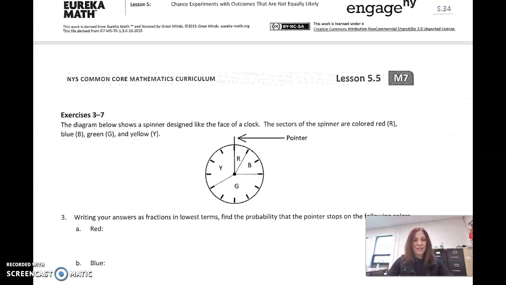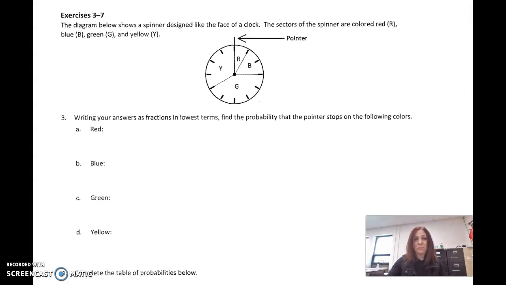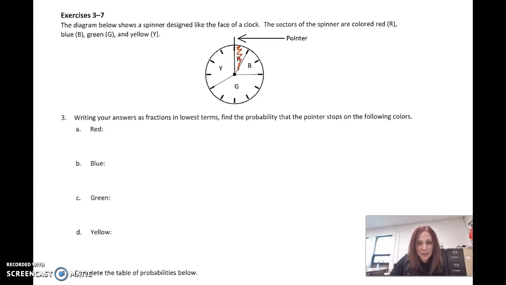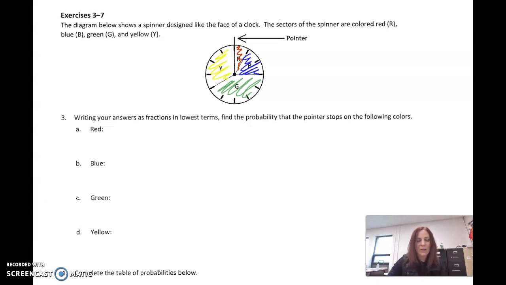Okay. The diagram below shows the spinner designed to look like the face of a clock. So we have a red section. That's this right here, right? We have a blue section. If it's like a clock, remember, each of these little dots are 12ths, right? We have a green and a yellow. Look at that, I have those colors. Perfect. So we want to write our answer as fractions in lowest terms. Find the probability that the pointer stops in the following colors.